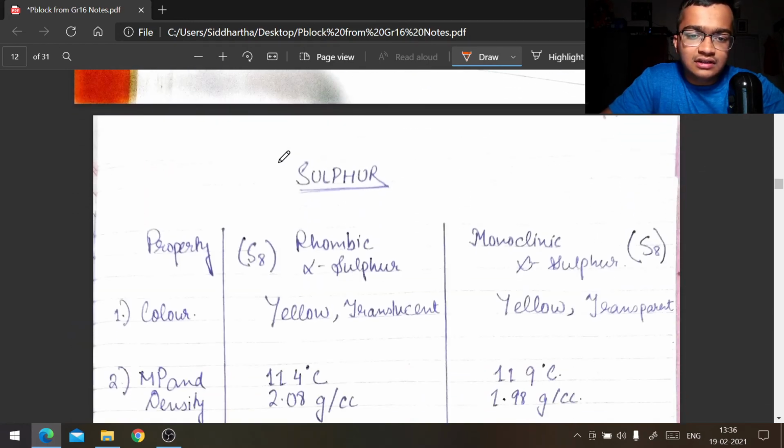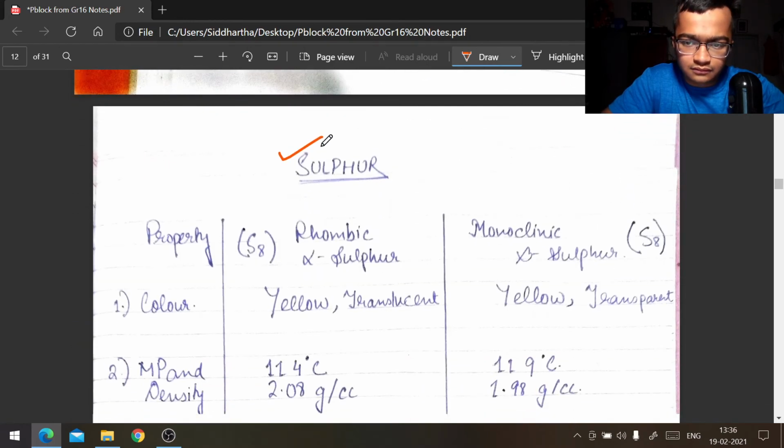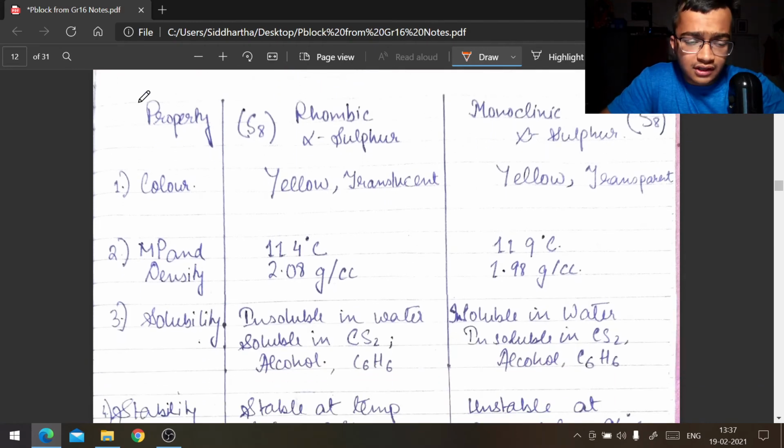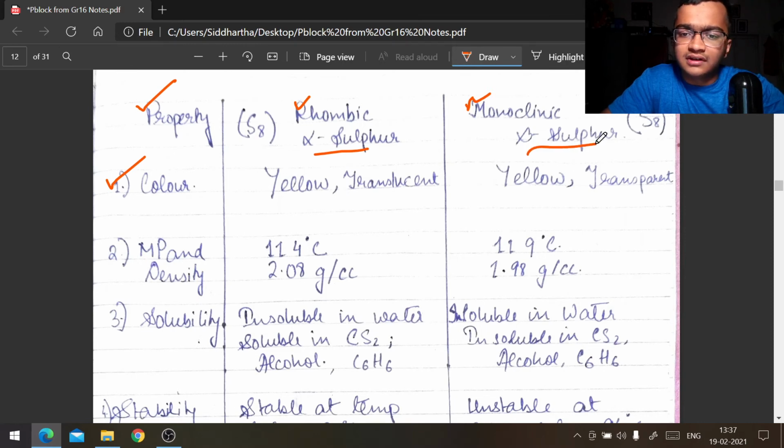Next is the element sulfur, which is a group 16 element. Now we are coming to the properties of sulfur. Sulfur can be of two types: one is rhombic alpha sulfur and the other is monoclinic. These are shapes. Rhombic is a type of shape and monoclinic is also a type of shape. This one is also called alpha sulfur, and this one is also called beta sulfur.